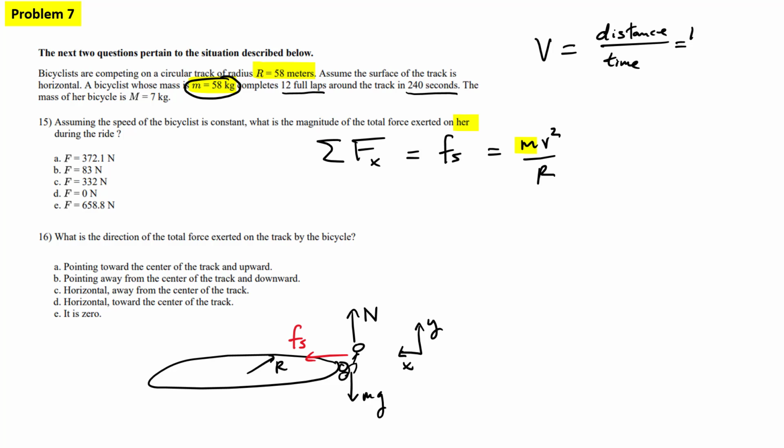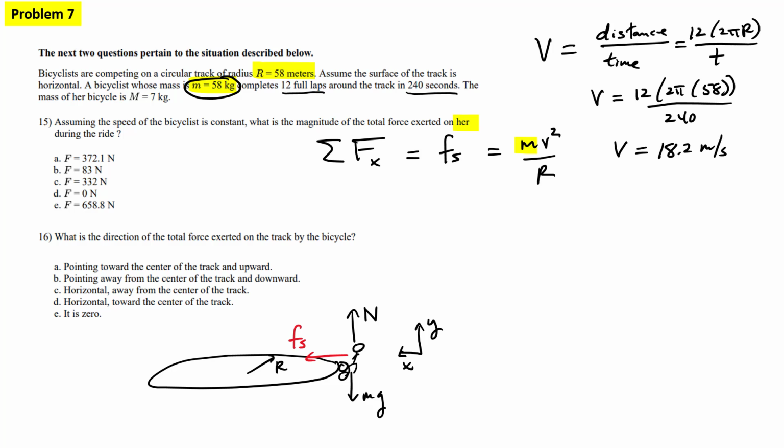The total distance is going to be the 12 laps, and the circumference of each one is 2 pi r, divided now by that total time, t. So here I would just substitute the numbers. I would get 12, 2 pi, the radius is 58 meters, and my total time is 240 seconds. So right here, I'm going to get a speed of approximately 18.2 meters per second.